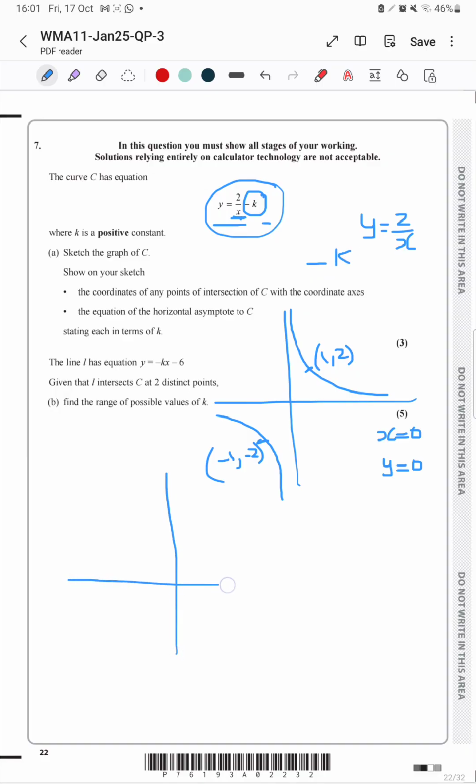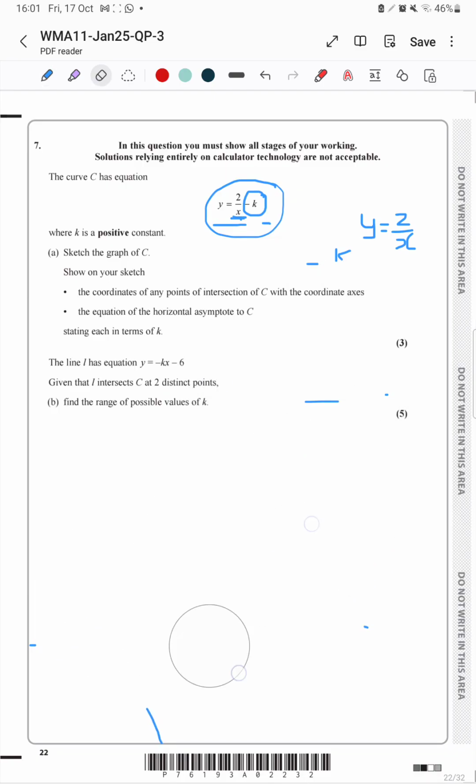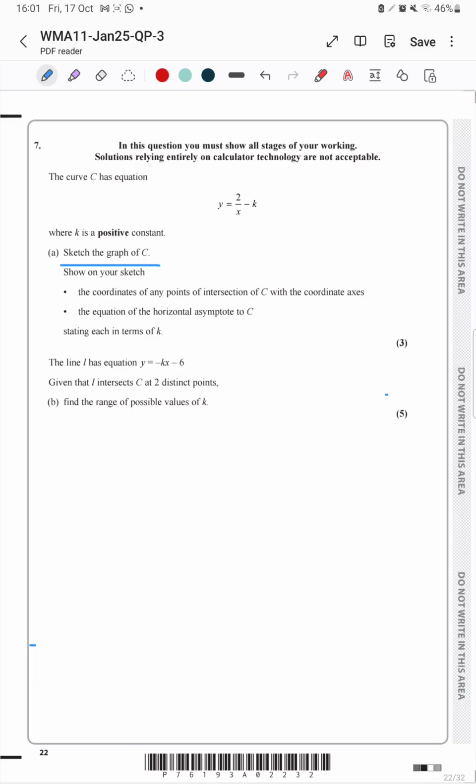So let's say when it moves down, it will be something like this way, and there will be a line here, and then it will be this. Now how can we understand this? For that, they have already mentioned which points you need to focus on. Sketch the graph of C first, they say, and show on your sketch the coordinates of any point of intersection with coordinate axis and horizontal asymptote.